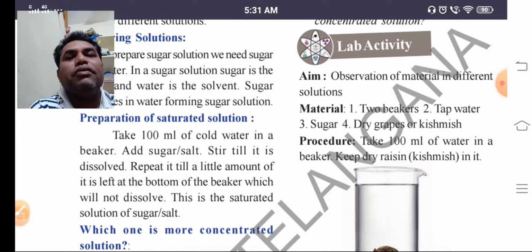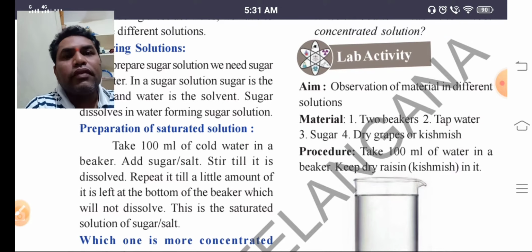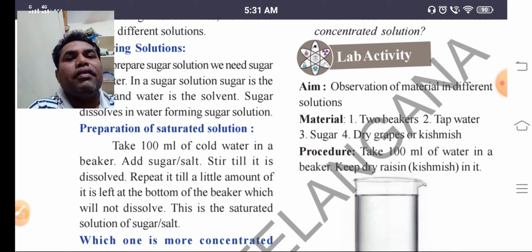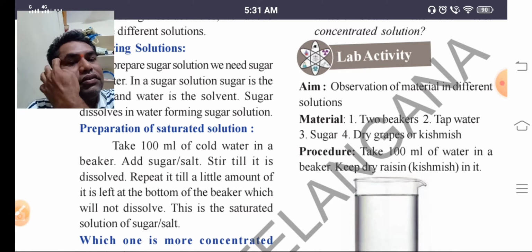Next, preparation of saturated solutions. Take 100 ml of cold water in a beaker, add sugar or salt. Stir till it is dissolved. Repeat it till a little amount is left at the bottom of the beaker, which will not dissolve. This is the saturated solution of sugar and salt.